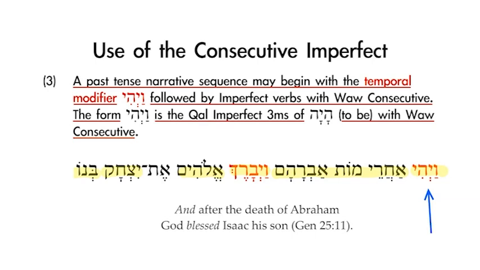Here you have a past tense narrative sequence. It begins with a temporal modifier, and it's continued with a series of imperfect verbs prefixed with the waw consecutive. So there are three different past tense narrative sequences in biblical Hebrew. One, you begin with a perfect, and you continue with consecutive imperfects. Or you can just have a past tense narrative sequence that's a string of consecutive imperfects. Or you can begin with a temporal modifier with a string of consecutive imperfects. As you get into the biblical text and you read more and more, even in the translation of the homework, you'll see how these work together.